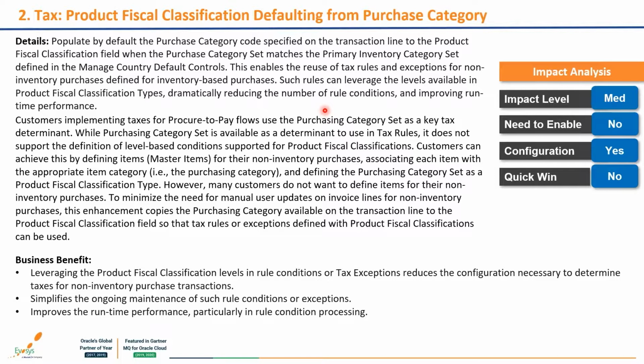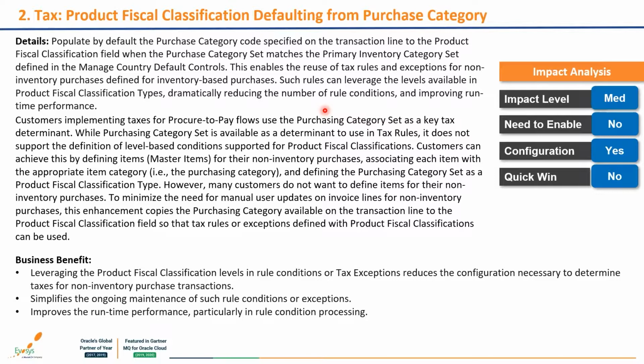Because there is no item associated with it, right? So in such cases, what will the system do? The system will automatically identify the purchase category of such non-inventory based purchases and stamp it into the product fiscal classification, right? Now, since we have already configured our rules for product fiscal classification, and we are using it in tax calculation for inventory based purchases, right? The same will be used for tax calculation of non-inventory based purchases, right?